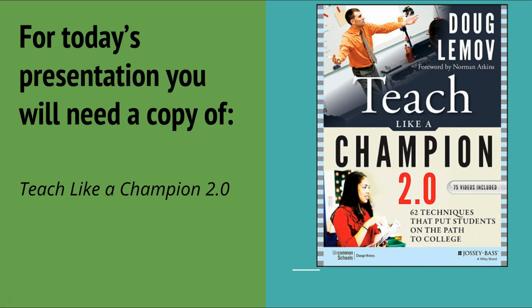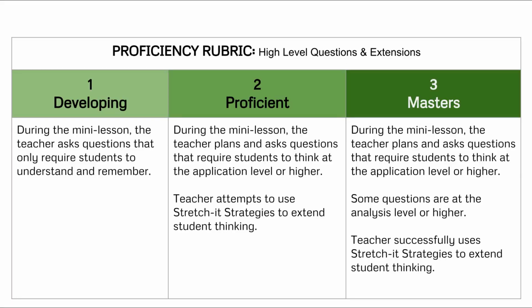For today's presentation, you'll need a copy of Teach Like a Champion 2.0 by Doug Lemov. At the conclusion of this course, you'll have an opportunity to demonstrate your understanding of the stated learning objective by participating in a demonstration lab sponsored by Region 11 Certification Team. During the demonstration lab, you'll present a 10-minute mini-lesson in which you model high-level questions and extensions. You'll receive feedback based on the proficiency rubric you see on the screen. To earn credit for this course, participants must score at the proficient or master's level.